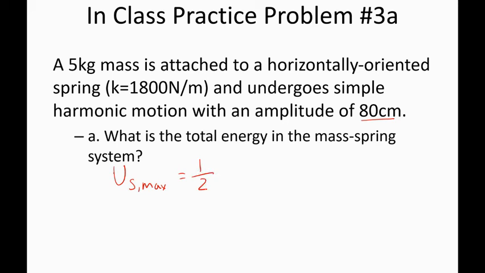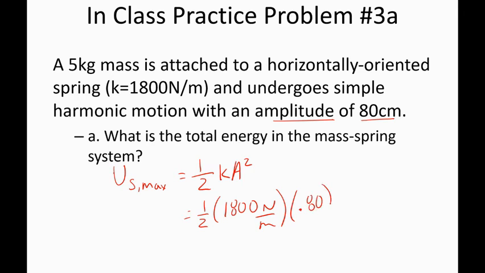So that's going to be 1/2 kA squared. Well, your amplitude is 80 centimeters. So that's going to be 1/2 k, 1800 newtons per meter, times 0.80 squared meters squared. That's going to end up giving me a maximum of 576 joules.